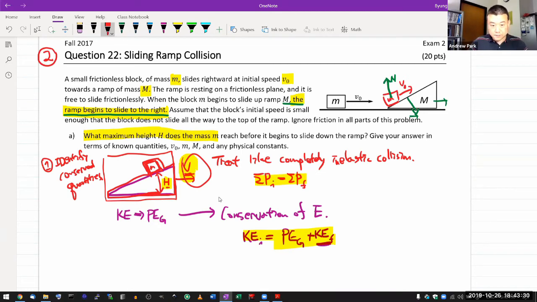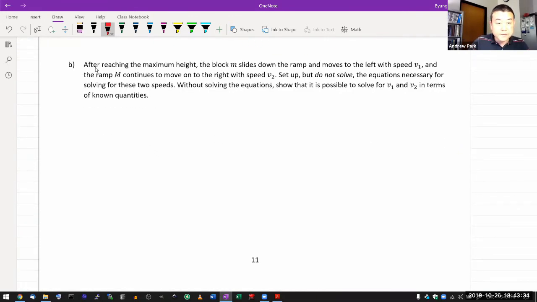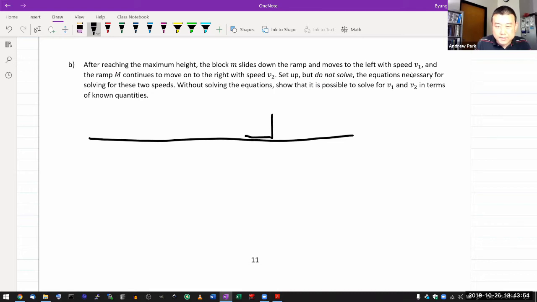I won't work it out. You can work it out and look at the detailed answer. It says, after reaching the maximum height, the block slides down and moves to the left with the speed of v1. Oh, so it's describing this setup where block M slides down the ramp. And what it ought to mean is it completely finishes sliding down the ramp.